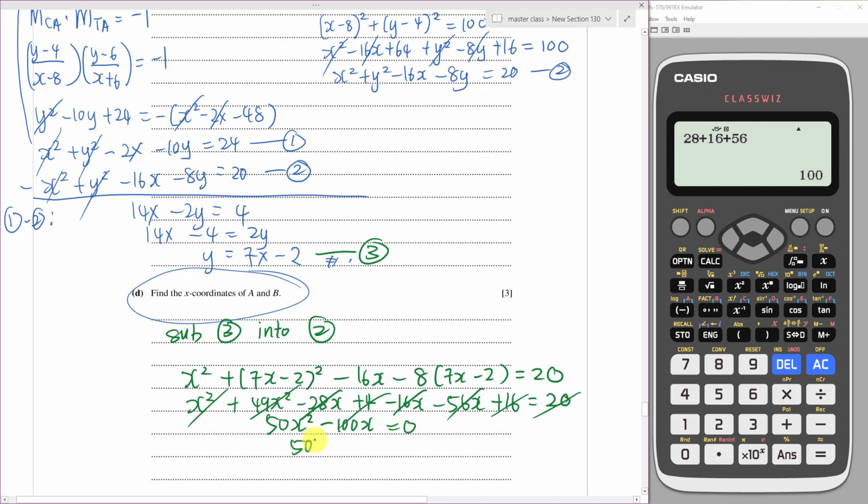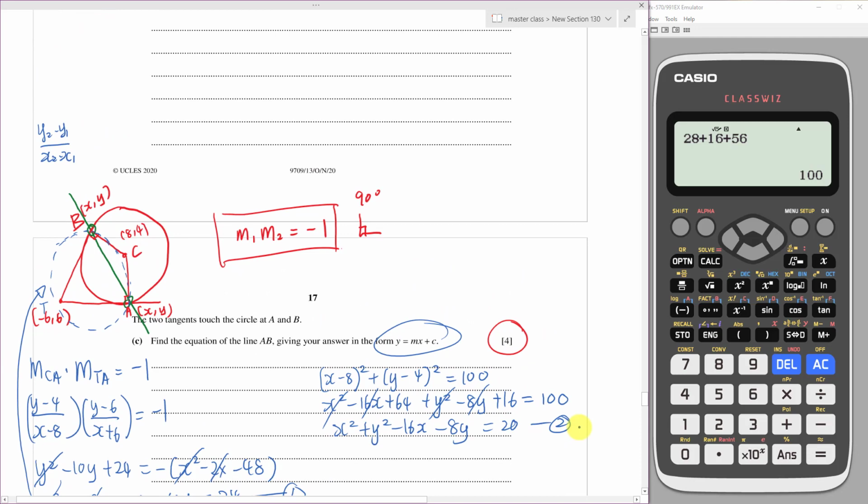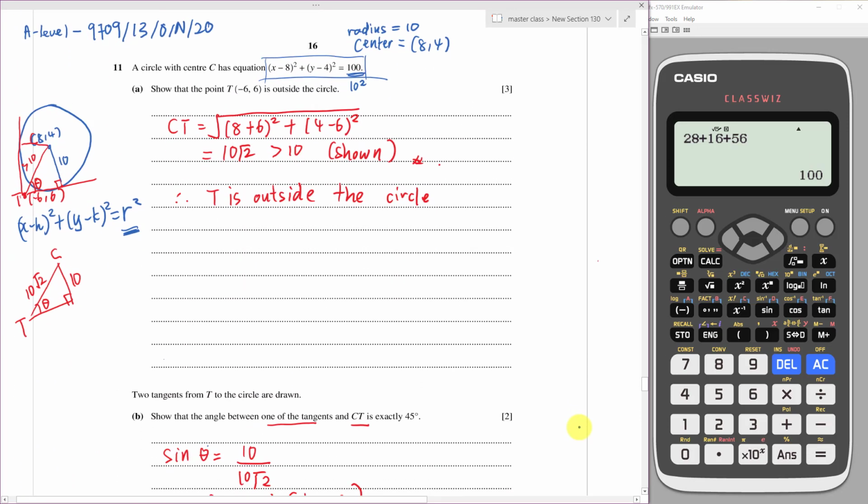Then I factorize out the 50x. This one should give x minus 2 equals 0. Then my x will equal 0 or my x equals 2, because here they asked me to find both x coordinates only. So yeah, these are both of my answers. Alright, I would say this kind of question is not really hard, but you must be able to visualize it so that you can solve this kind of question easily.